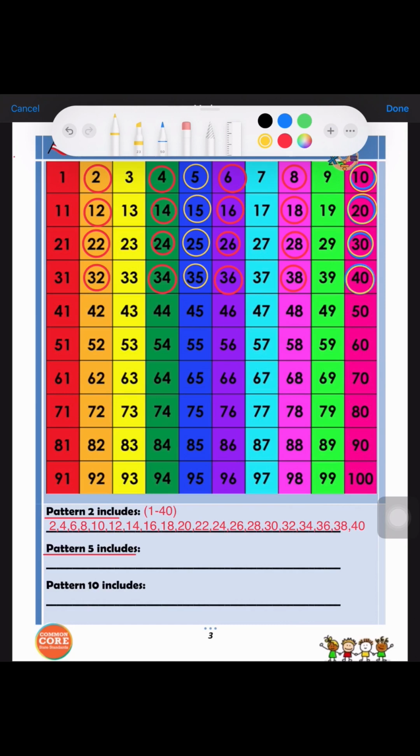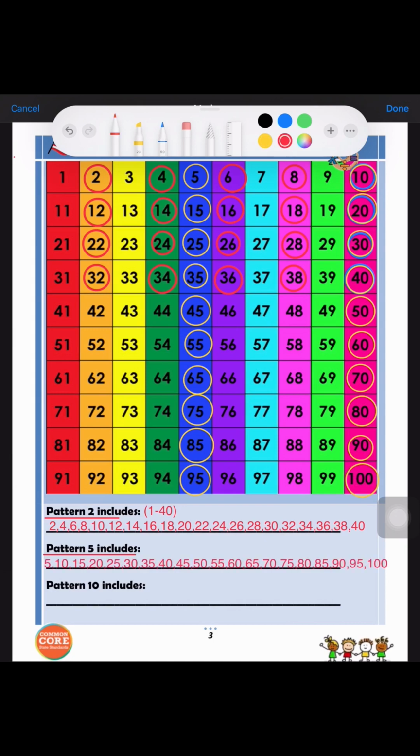So what is the next number? Yes, it is 45. And then it is 50. And then 5 steps forward is 55. And then is 60. And then is 65. And then is 70. And then is 75. 80. 85. 90. And then is 95. And at last 100. Oh, you find all the numbers in patterns of 5.